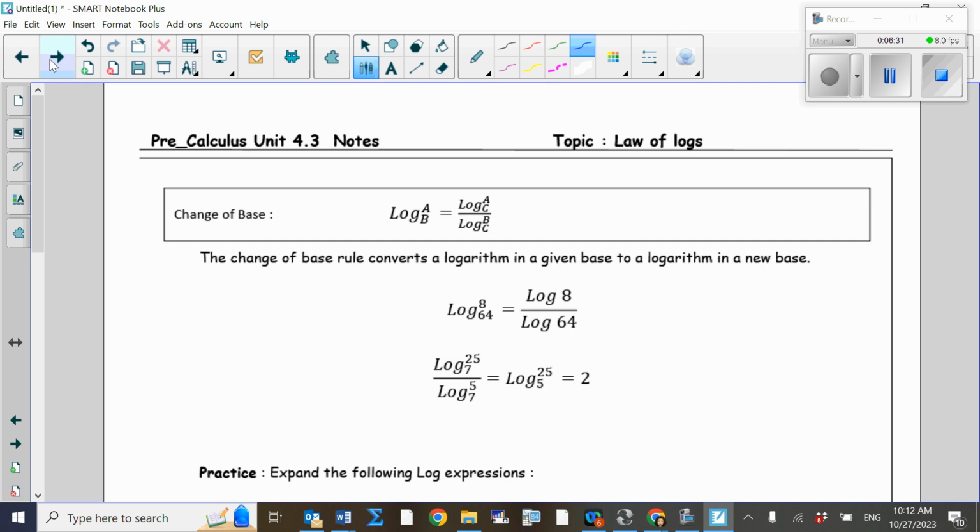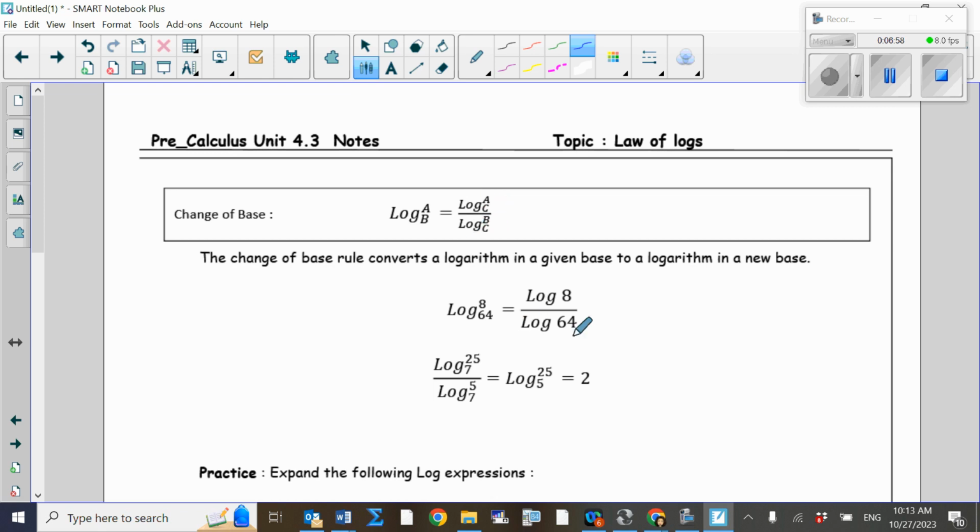The next rule that we're going to learn is called change of base. So in this example, I have log of a with base b. I can rewrite this as log of a with base c over log of b with base c. So I choose any other base that I want, and I can rewrite that as a fraction, as a division of two logs with the new bases that I choose.